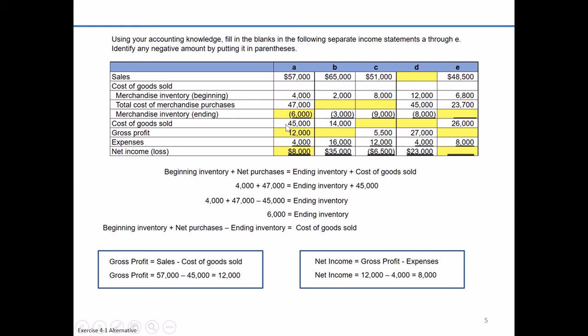So I've ended up filling in all the blanks within here. I'd recommend working through these different formulas and these different relationships of inventory, gross profit, and net income. And you might have to use algebra to rearrange them when you're filling in the blanks for these other areas, but utilize those and back into your various calculations.